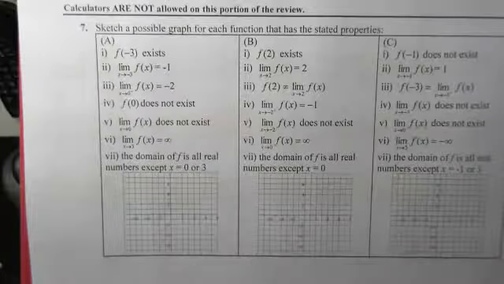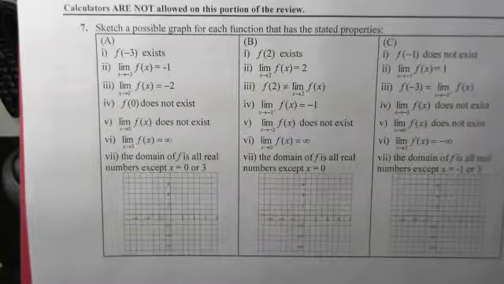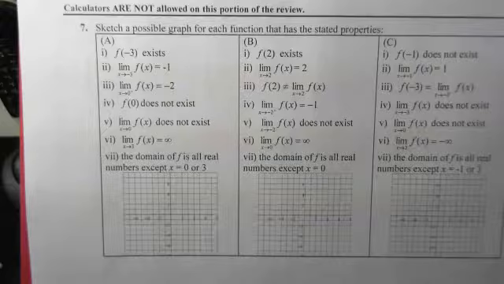Okay, section 2.1 to 2.5 review continued. Calculators still are not allowed. We are now at the free response question that you will have on your exam. It corresponds to number 7 on the test without a calculator. So this one is going to be worth 9 points.